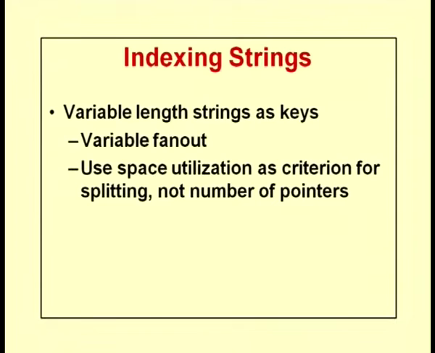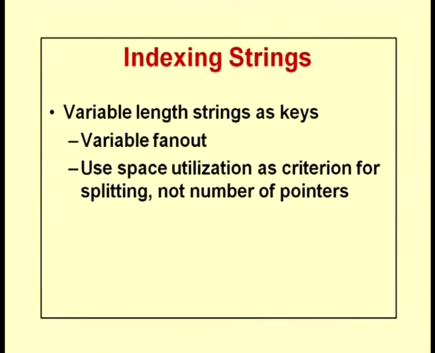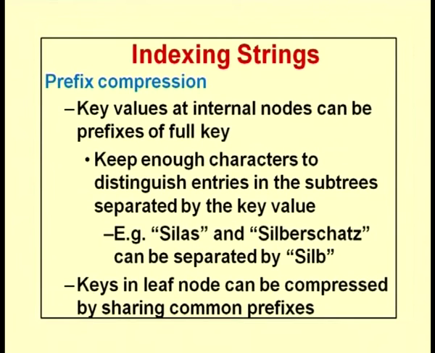One particular issue associated with indexing is the variable length strings that are available as keys, and variable fan out. So, how do we use space as the criterion for splitting and not base it on the pointers, because the space criterion becomes very important. One method of doing this is what is called prefix compression.